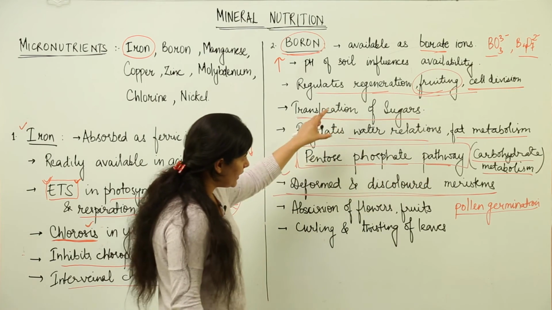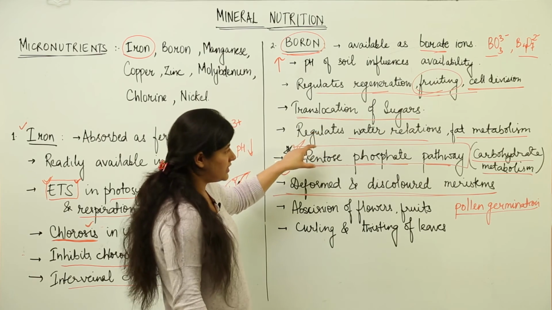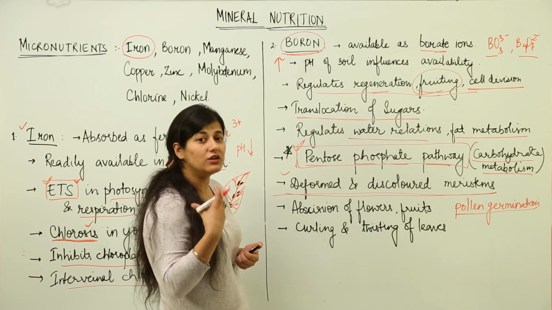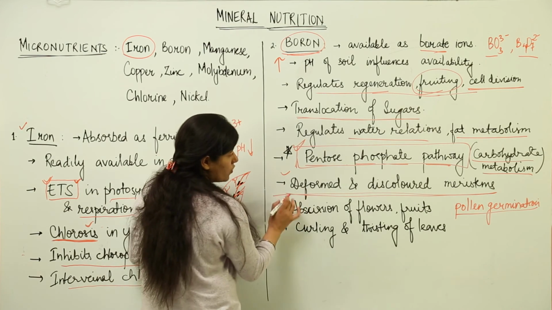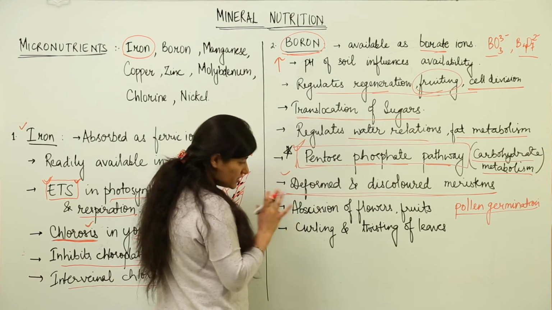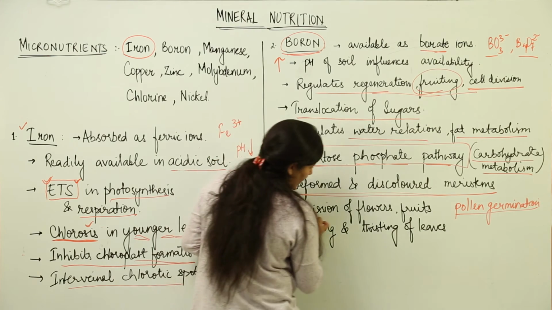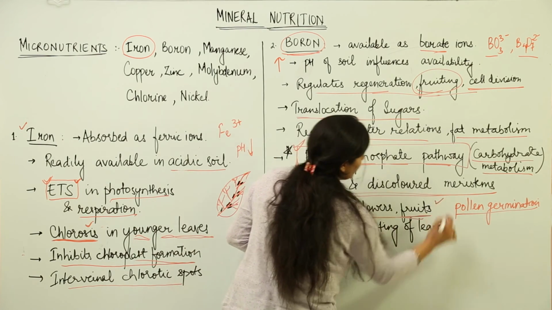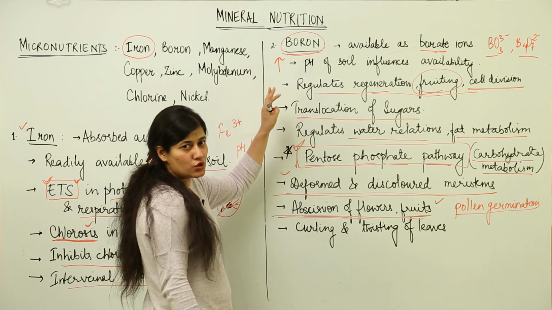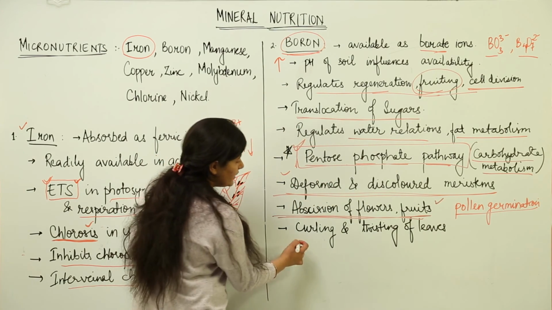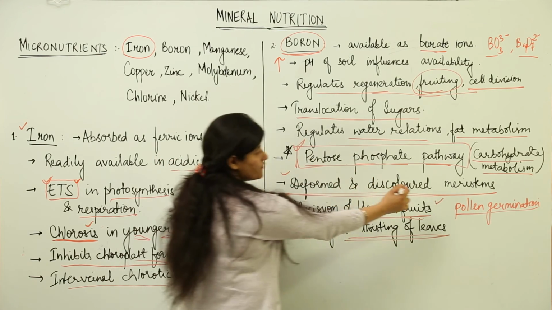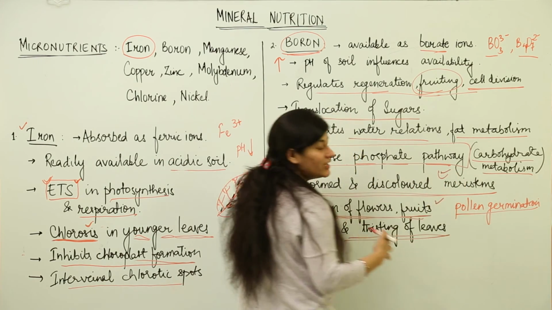Now because it is playing a very crucial role, as we can see, in the meristematic region, in the development region and in the growth processes, you are going to see meristems which would be deformed. You are going to find that abscission of flowers and fruits would be promoted in case boron-deficient soil is given to the plant. Then there is curling and twisting of the leaves. Again, because it is confined to the meristems, it would be in the younger leaves.